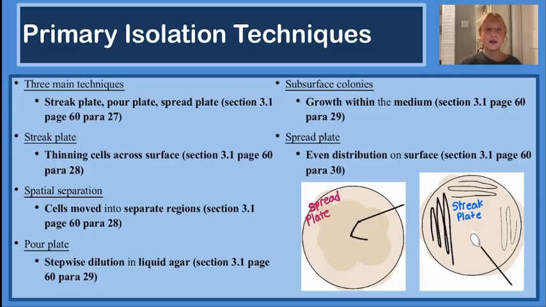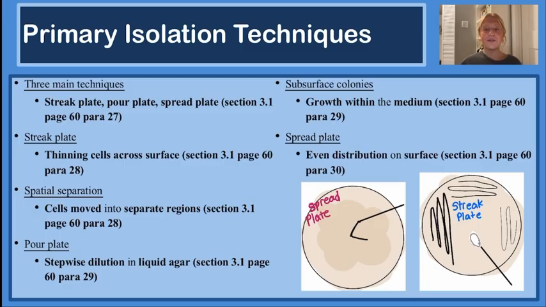Here are some of the different isolation techniques. There are 3: the streak plate, the pour plate, and the spread plate. In the streak plate, a small drop of culture is dragged across the surface of the agar using the inoculating loop, and it gradually thins out the sample, spreading it further apart within each section. This basically allows the individual cells to grow into separate colonies.